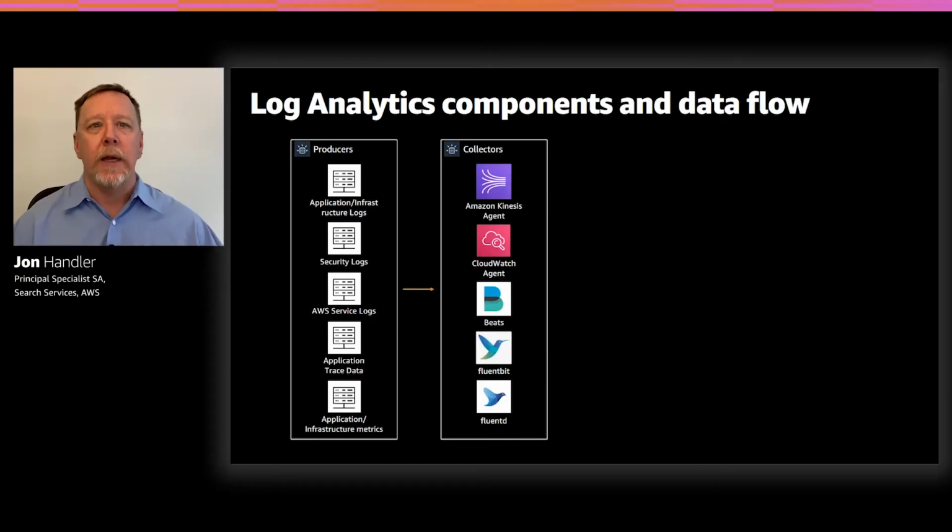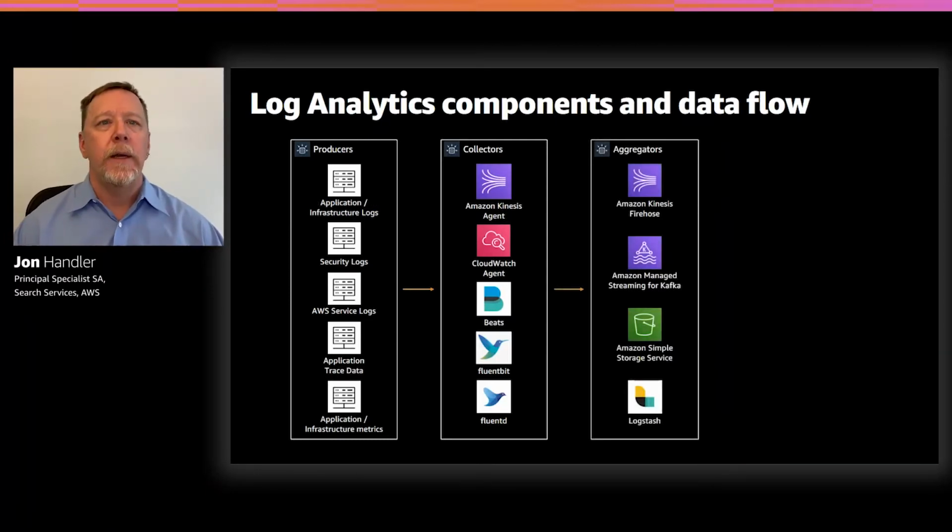We need a collection layer that is going to bring all of that data forward. Typically for an application, you will have on the application server some collector that's forwarding data. We have some examples here from AWS services, either Amazon Kinesis agent or the CloudWatch agent can sit on your application servers. We also have Elastic's beats. These are lightweight log shippers. Fluentd and FluentBit, especially around containers, are very common choices to collect the log data.